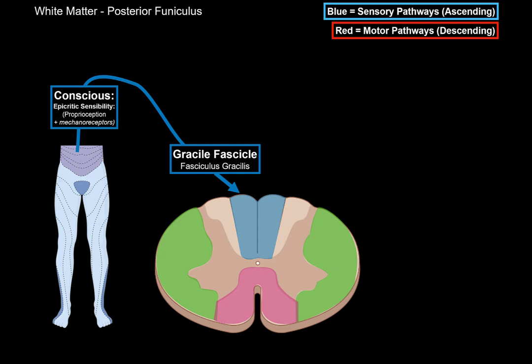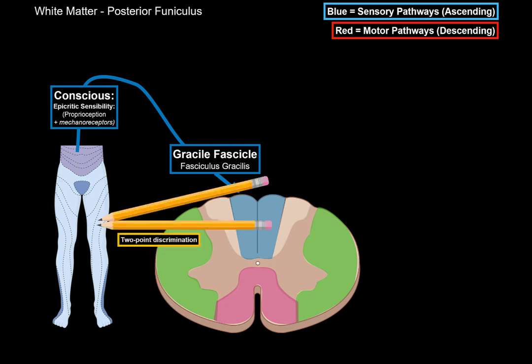Now, what does that mean? It senses two-point discrimination, so the minimal distance between two touch points until you actually sense that there are two objects touching you. That is the two-point discrimination. Mechanoreceptors also sense vibration and touch, so all of those things are what we call epicritic sensibility.